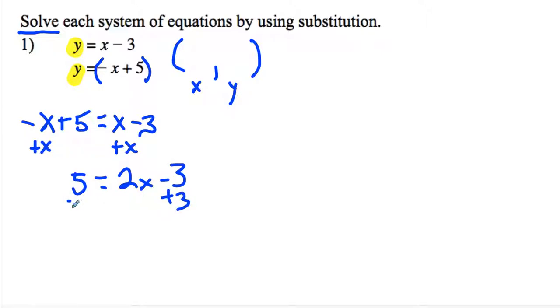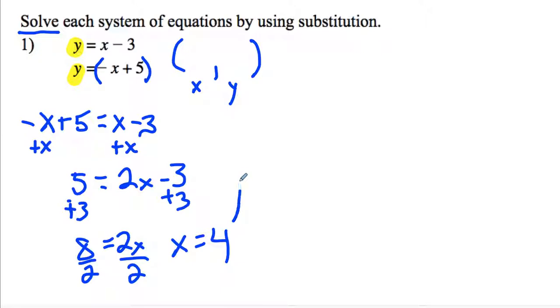I'm going to add 3 to each side, and I'm going to get 8 equals 2x. I'm going to divide by 2, and x is going to be 4. So here's what I know. I know that my x value is 4. It has to be, because of this process that I went through there.